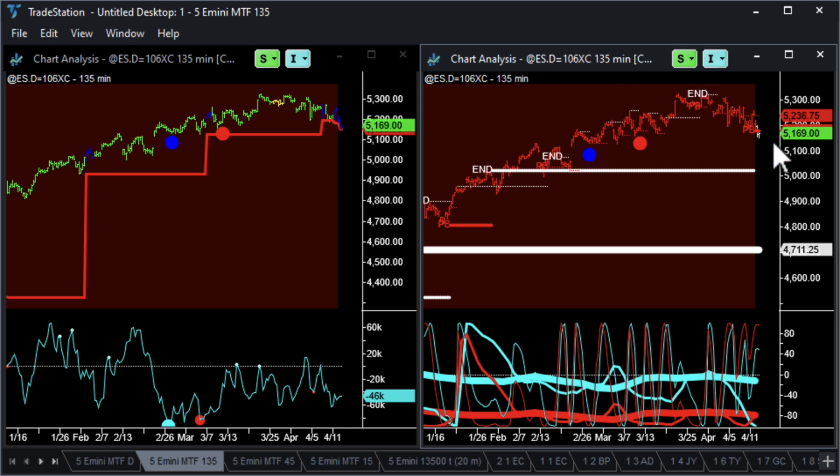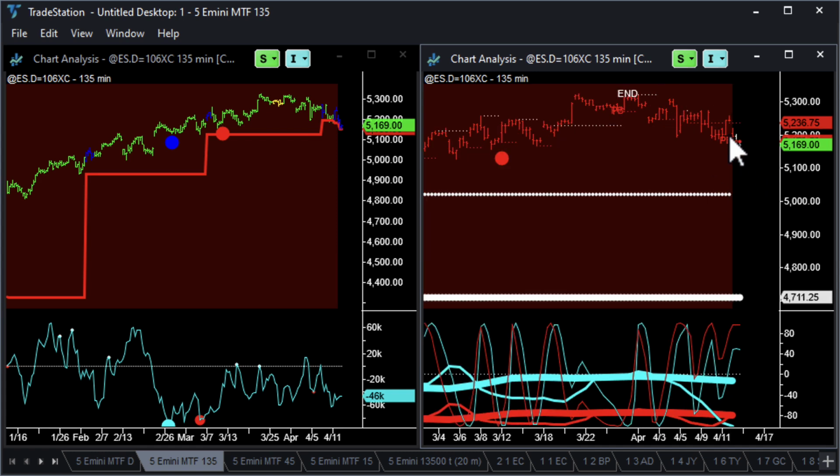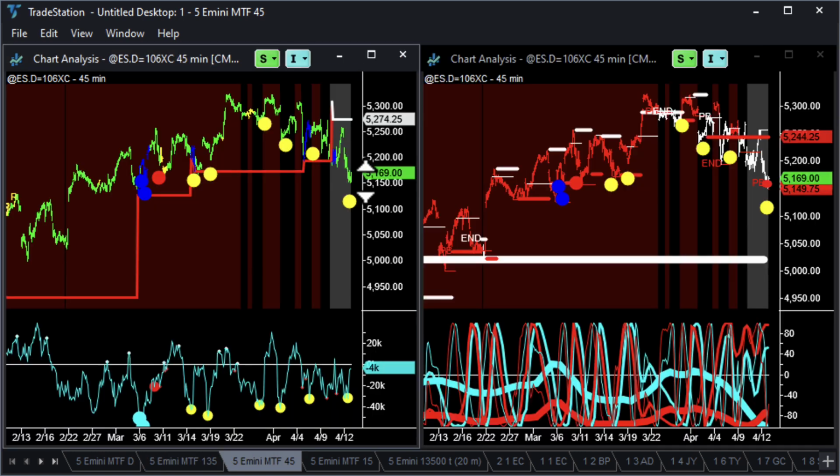On the 135-minute chart, you can also see we've got that pullback level support come in. We've briefly broken below it. So let's see if that starts to hold with Sunday into Monday's activity.